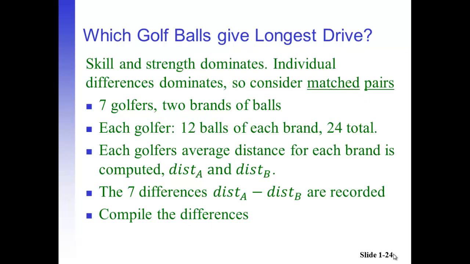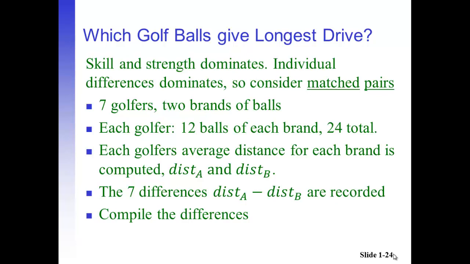In the case of the distance of a drive, the skill and strength of the golfer dominates. Whenever individual differences dominate, you should consider a matched pairs design. Suppose then we had 7 golfers and 2 brands of golf balls to work with. Each golfer might be given, say, 12 balls of each brand, so that they have a total of 24 balls. Then the golfer's average distance for each brand would be computed. Let's call those numbers distance A and distance B.